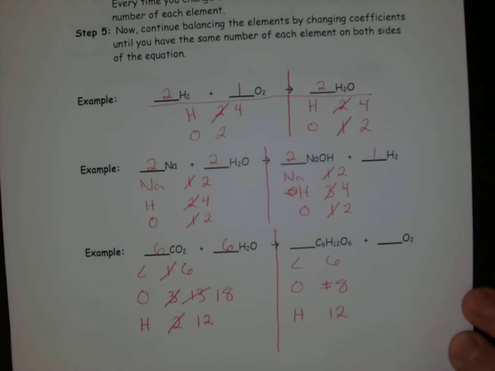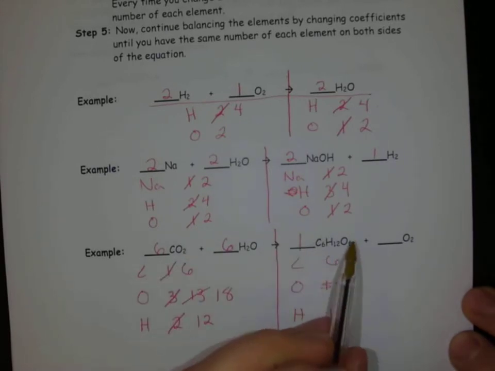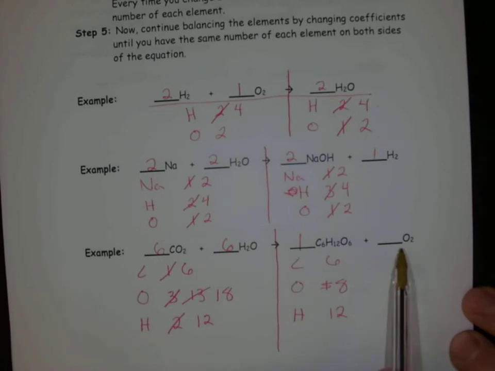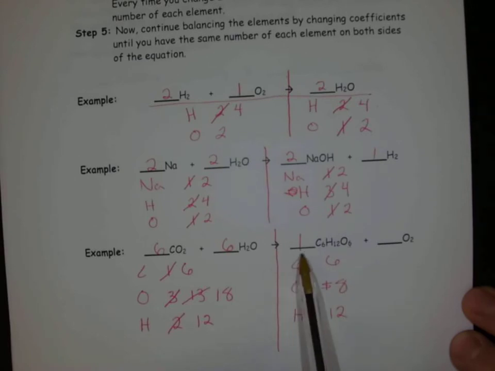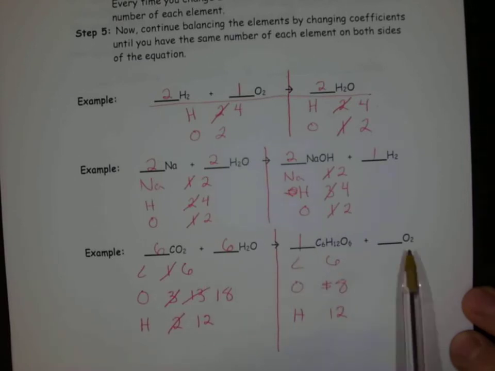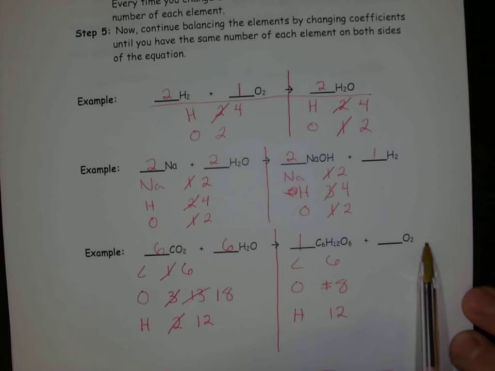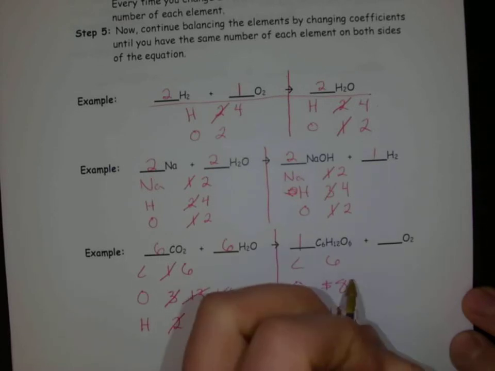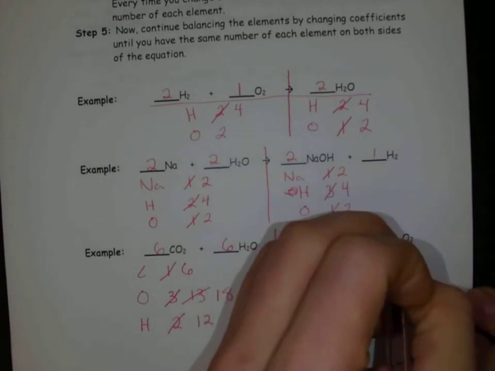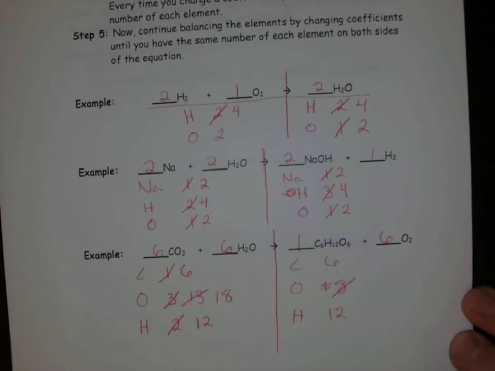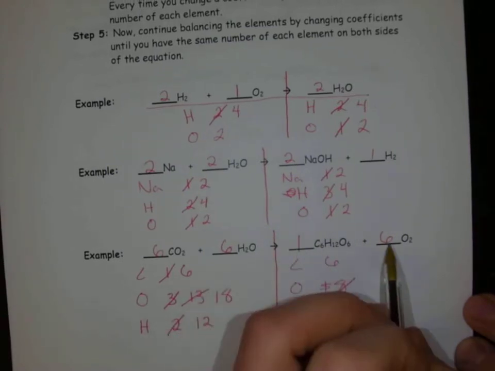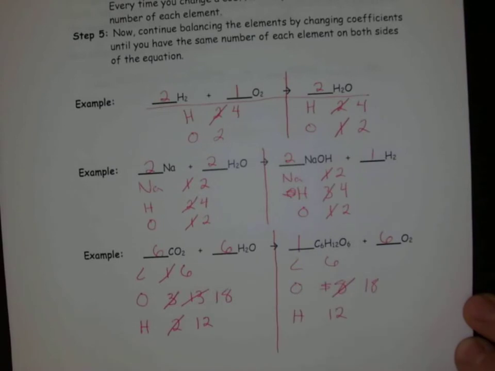So now I'm going to go back to the right-hand side. I left this as a 1, so I've got 1 C6H12O6, and then how many oxygens do I need? I need to get up to 18. I've got 6 in this formula, so I need 12 more over on this side. To get 12, I'm going to need 6 oxygens. 1 times 6 plus 6 times 2 is going to be my 18. So now my carbons, my oxygens, and my hydrogens are all balanced, okay?